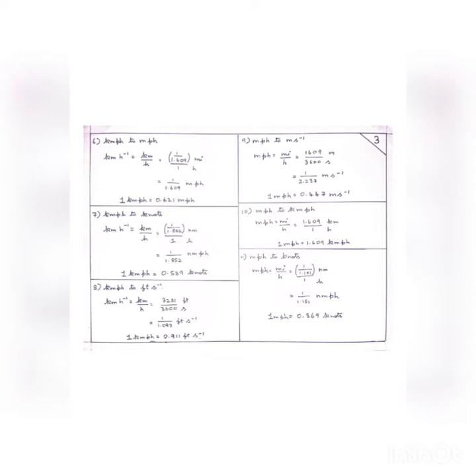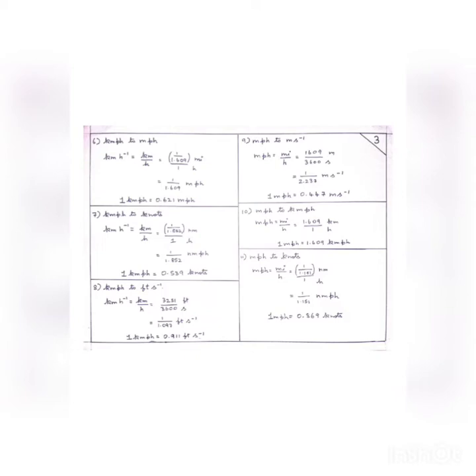Eighth one is kilometer per hour to feet per second. 1 kilometer is equal to 3281 feet, and 1 hour is equal to 3600 seconds. Dividing this value, we get 1 divided by 1.097 feet per second. Dividing this value, 1 kilometer per hour is equal to 0.911 feet per second.